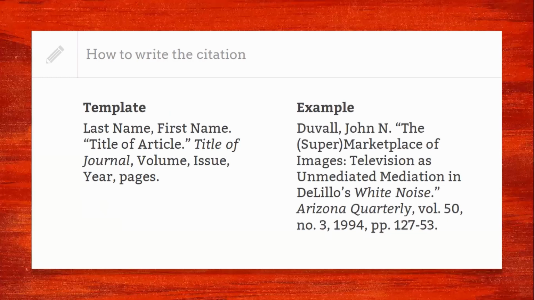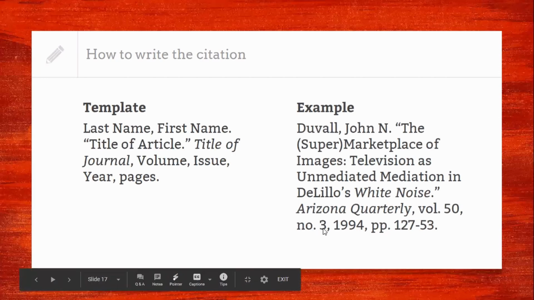Here's an example. Here we have the author's name right here, if you see the mouse. Then we have the quotation marks around the title of the article, which is a lengthy one right there. Right here in italics, we have our journal name. Then we have VOL for volume, period, with the volume number, comma, number, period, with the number of what volume it is, comma, and then the year it was published, 1994. Since this article is multiple pages long, we have PP and the page numbers.